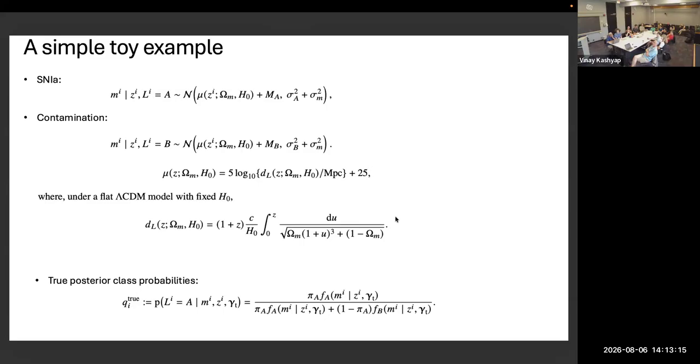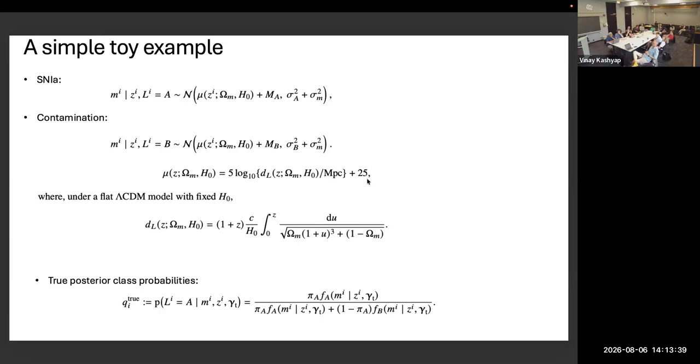So let's have this simple mixture model, just type 1As with observed magnitudes and redshift. For the type 1As, we have some very narrow scatter. I will show this on a Hubble diagram on the next slide. For contamination, again, Gaussian, same structure, but we have some increased scatter.